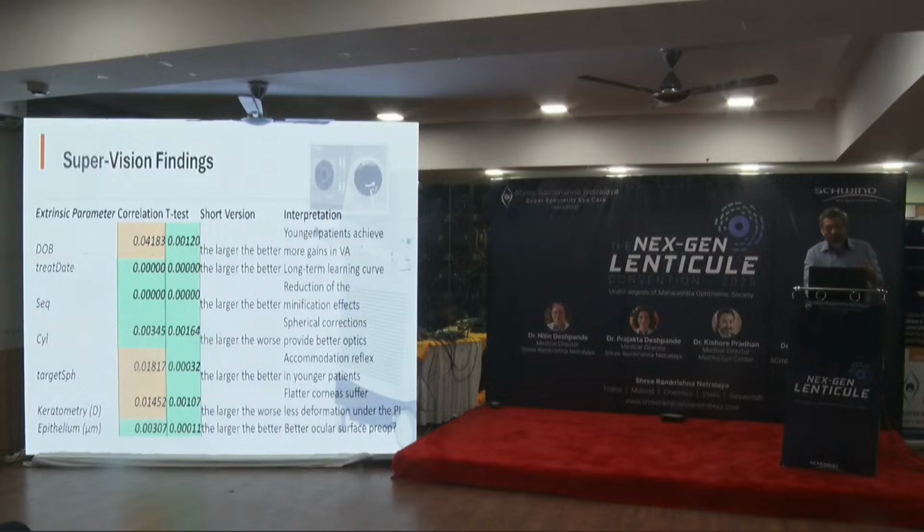Okay? The spherical equivalent, the larger the better, in the sense because of the minification. Large minuses can minify your image, so when you get rid of it, you gain a line. It's the same thing with the hyperopic. You tend to lose a line. Cylindrical power, larger the worse because of the optics.